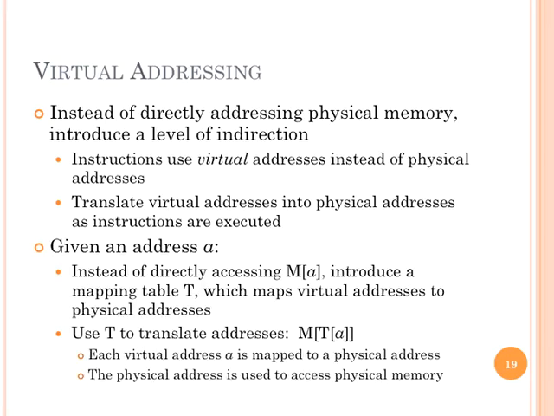So like you see here, we have an address lowercase a, and instead of using that directly as an address, we send it through this mapping table T, which translates virtual addresses into physical addresses, so that now we can actually change where virtual addresses are stored in the computer. Most problems in computer science can be solved by adding another level of indirection. That's just what we did.